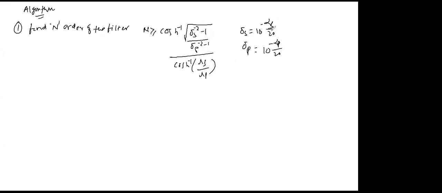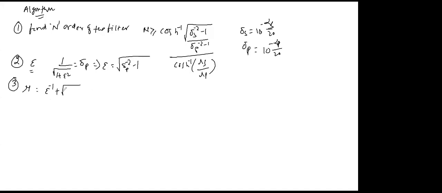If delta_s and delta_p are given in dB, then what is the second step? The second step is to find the value of epsilon. How to find the value of epsilon? 1 by root over 1 plus epsilon square equals delta_p. So what is the value of epsilon? Epsilon equals square root of delta_p to the power minus 2, minus 1. Okay, this is step 2. What is the third step? Find the value of mu. Mu is epsilon inverse plus square root of epsilon to the power minus 2 plus 1.